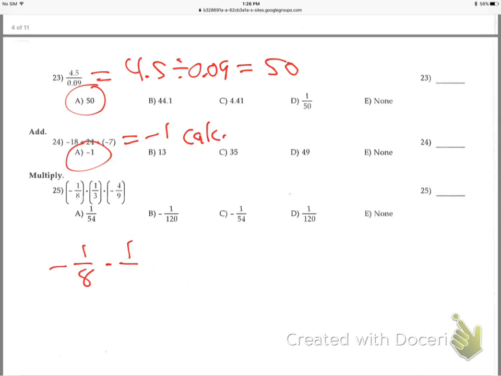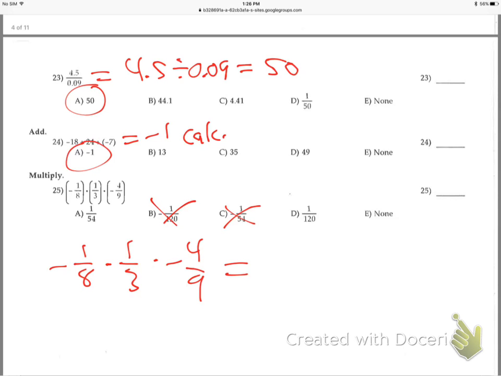Minus 1/8. I'm going to take off those parentheses. They're not doing anything. First off, is it going to be positive or negative? Positive. Yeah, it's got 2 minus signs. So even before I've done anything, no way B and C. They're negative answers. It's either A, D, or E.